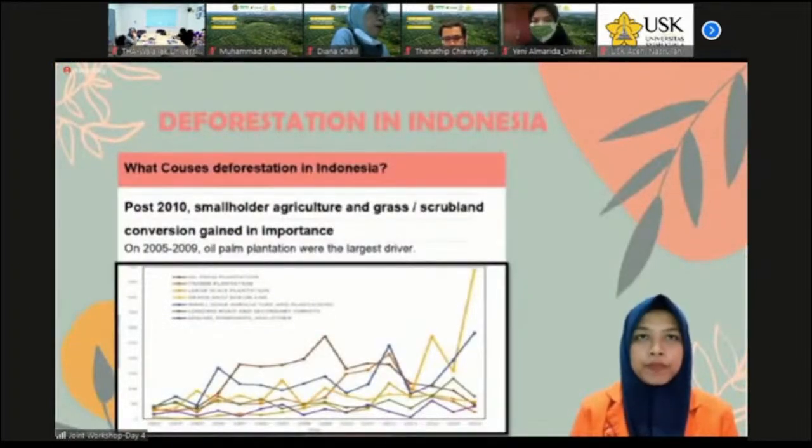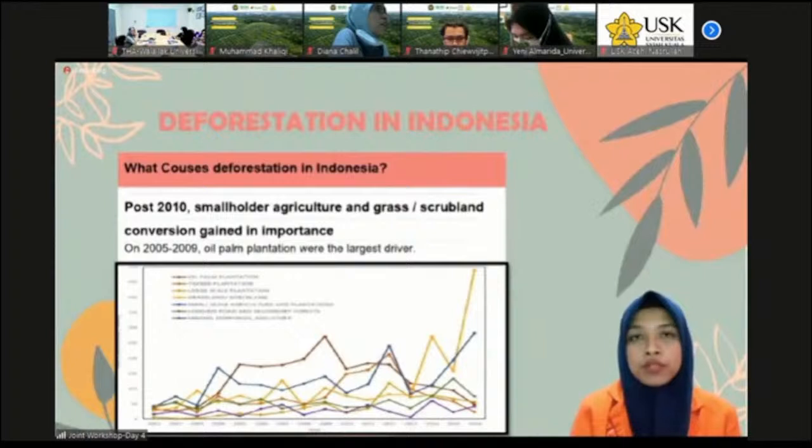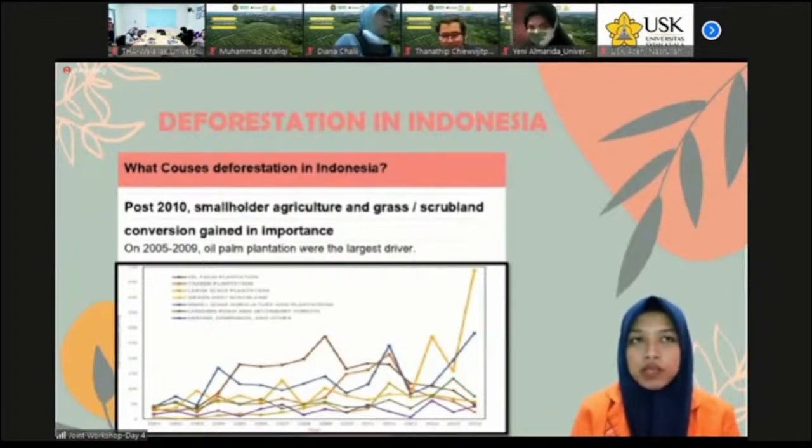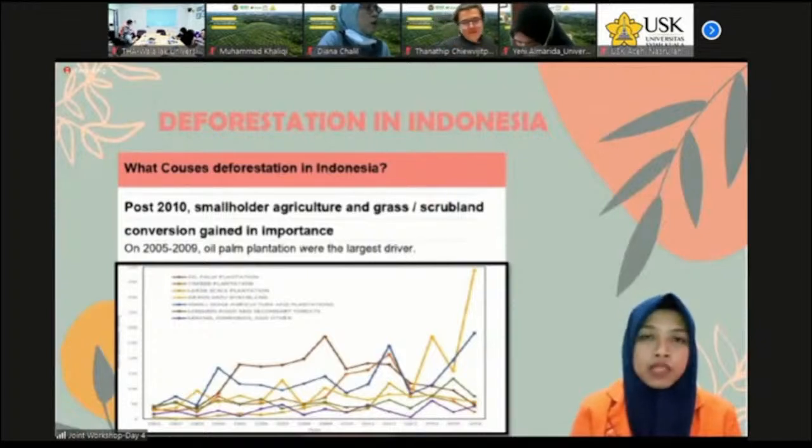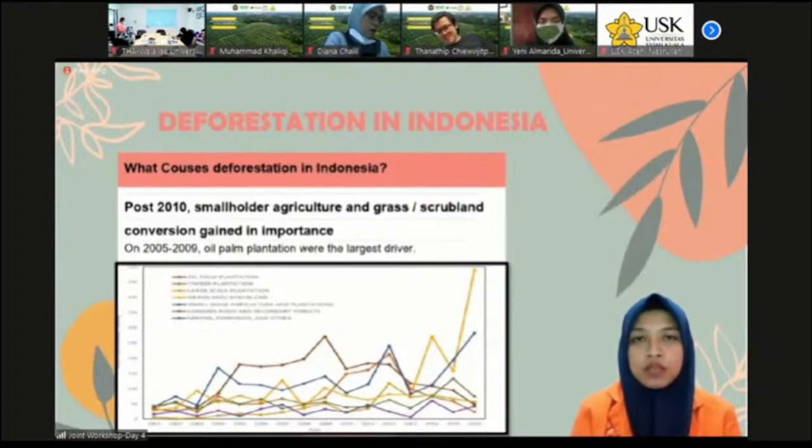Deforestation in Indonesia: wrong forest management is the main cause of forest destruction. FWI analysis showed that deforestation in the period 2013 until 2017 is estimated at 5.7 million hectares. What causes deforestation in Indonesia? Deforestation in Indonesia was increasingly associated with large-scale plantations, small-scale agriculture and plantations, grassland and scrubland conversion, timber plantations, oil palm plantations, mining, logging roads, and secondary forest.